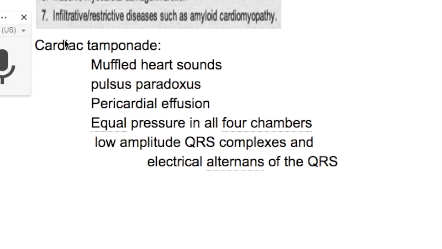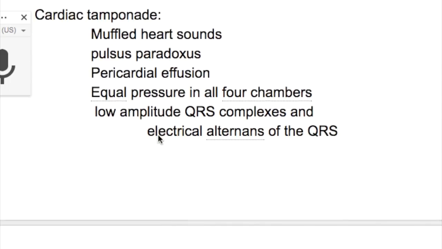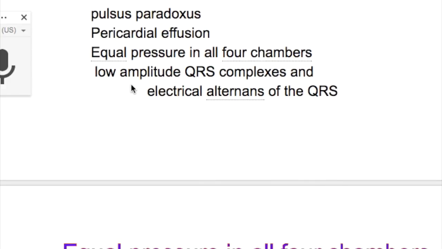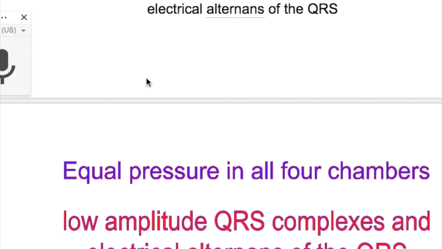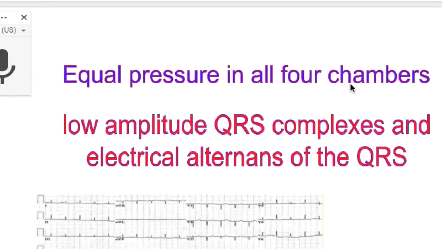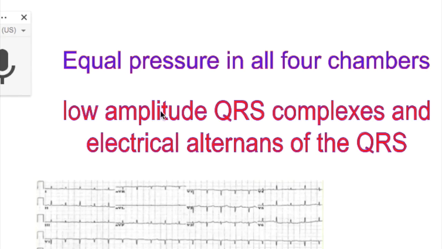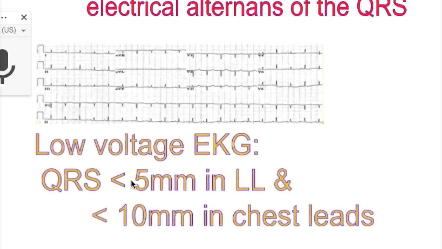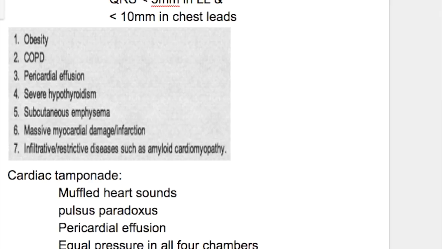So what are the clinical features of cardiac tamponade? Muffled heart sounds, pulsus paradoxus, pericardial effusion, equal pressure in all the four chambers, low amplitude QRS complexes, and electrical alternans of the QRS. So what's a low voltage EKG?